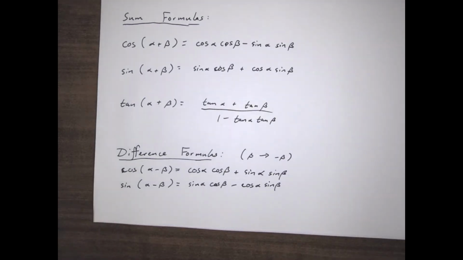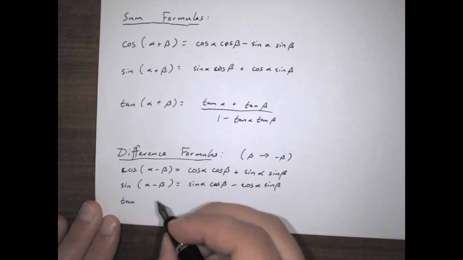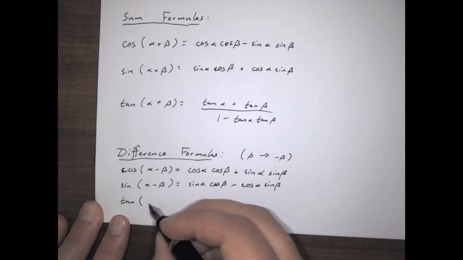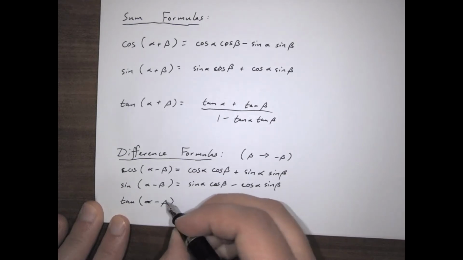So we've got now sine alpha cosine beta minus cosine alpha sine beta, and then finally the tangent of alpha minus beta.